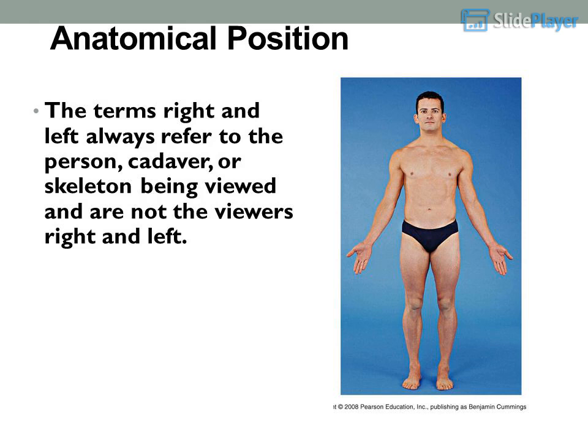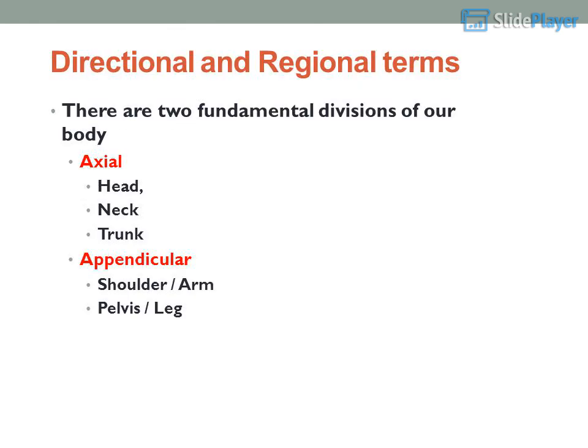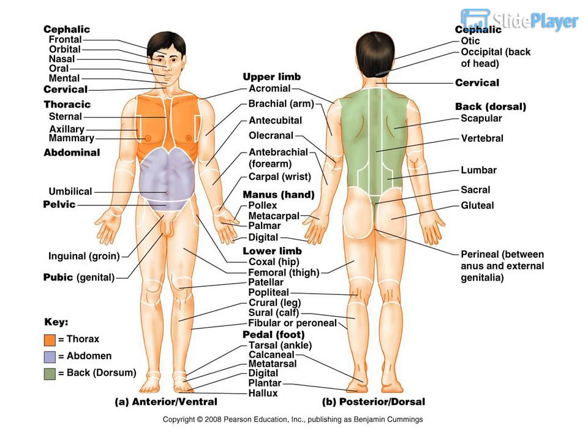The terms right and left always refer to the person, cadaver, or skeleton being viewed and are not the viewer's right and left. Directional and regional terms. There are two fundamental divisions of our body: axial, head, neck, trunk; appendicular, shoulder, arm, pelvis, leg.